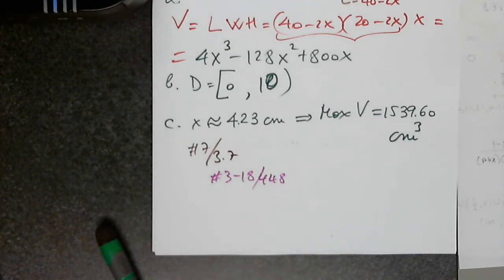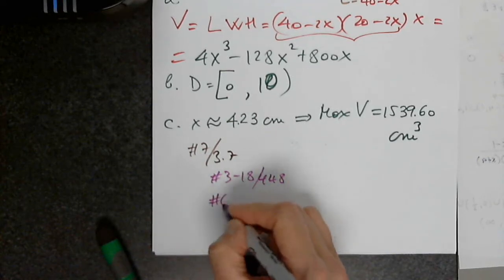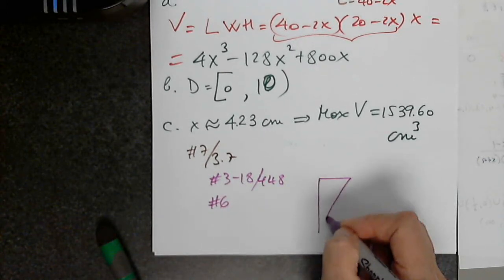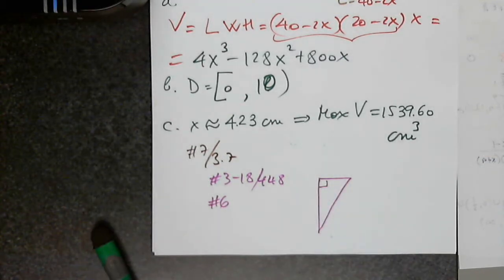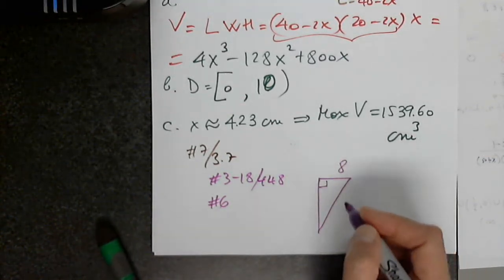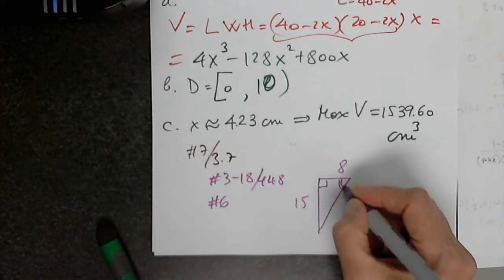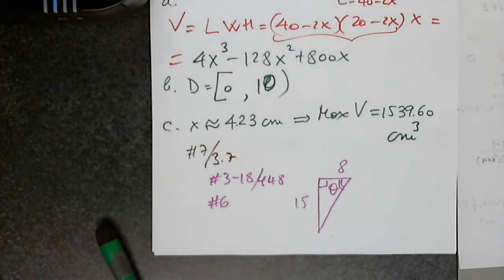Yes? Can we just do 6? Yes, absolutely. So let's look at problem 6. And I see a right triangle. Here's the right triangle. I am given 8 as one leg, 15 as the other, and I'm told that this angle is denoted by theta. Find the exact values of the 6 trig ratios of the angle theta in this triangle.